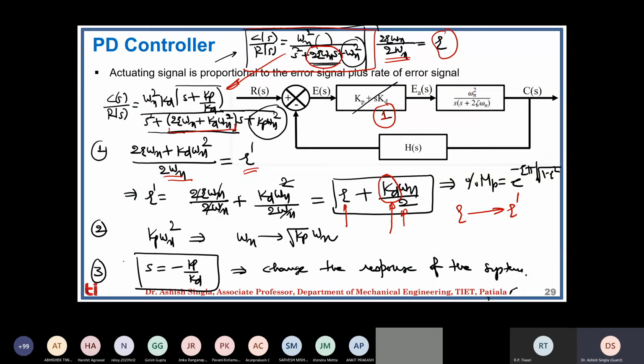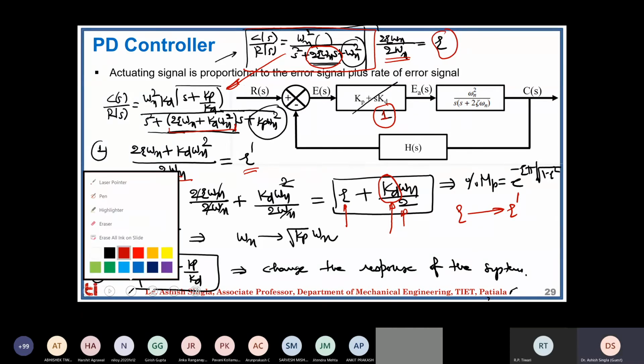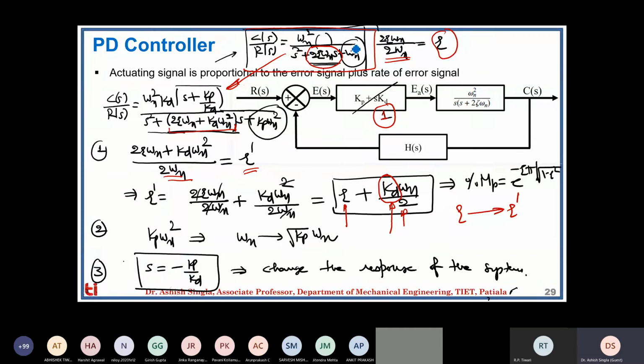The next change, the second change, let's mark with blue color. The original system has this as the natural frequency, whereas this term has been modified to Kp omega n square over here. So the new natural frequency of the system has changed from omega n to under root Kp omega n. So if we have to play with the natural frequency of the system, we should tune Kp.